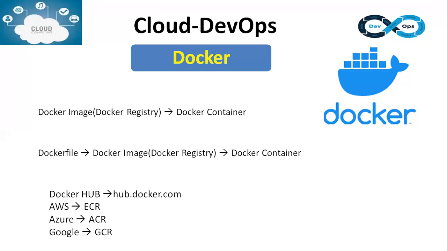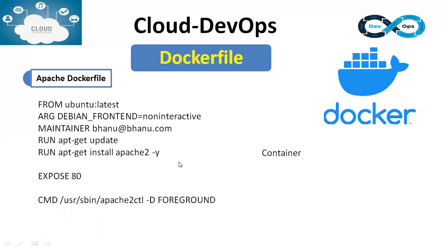So Docker registries we have available like Docker Hub, AWS ECR, Azure ACR, Google GCR. You can choose whichever you are comfortable with. So this is a sample Apache Dockerfile. You can directly use this sample Apache Dockerfile, and then if you build this Dockerfile, the image will be created. So let me explain what this Dockerfile is.